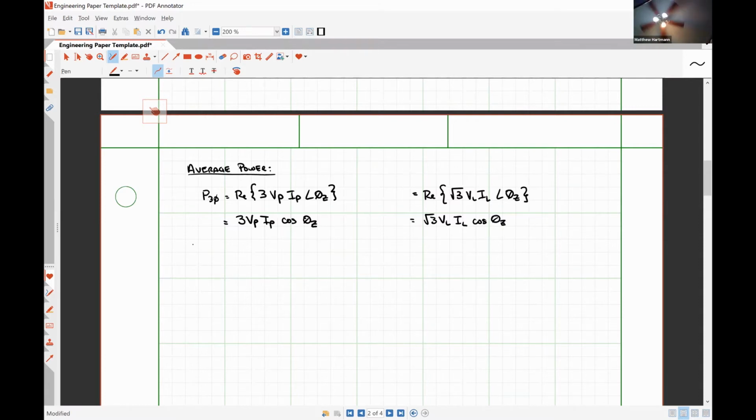our reactive power is the imaginary part, so let's call this Q three-phase, which would be 3 Vp Ip sine theta z. And let's come out over here.